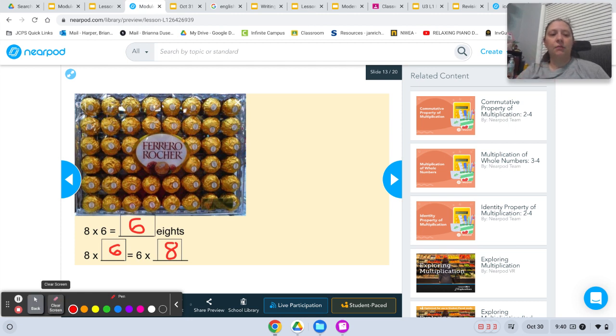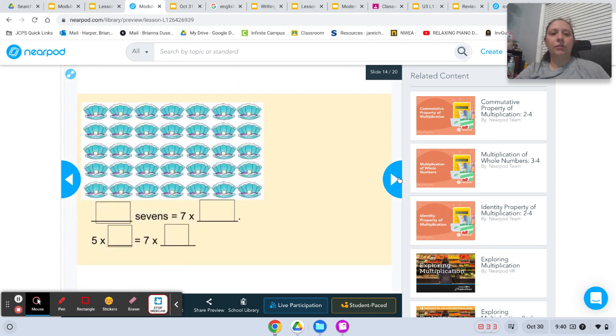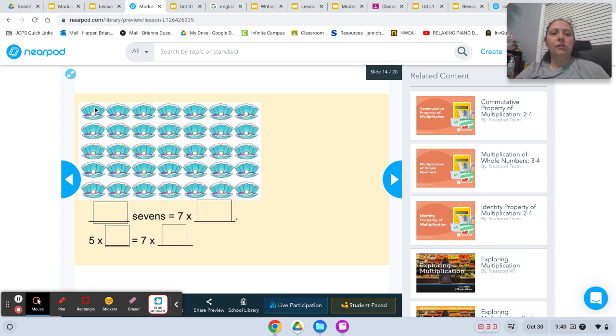You still have the same product. The factors are just different. So now let's look at these seashells. We have 1, 2, 3, 4, 5 rows of 1, 2, 3, 4, 5, 6, 7. So how many 7s? We have 5 7s, which is the same as 7 times 5. So our equation is 5 times 7 equals 7 times 5.